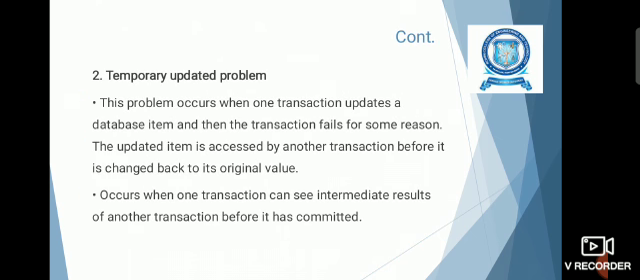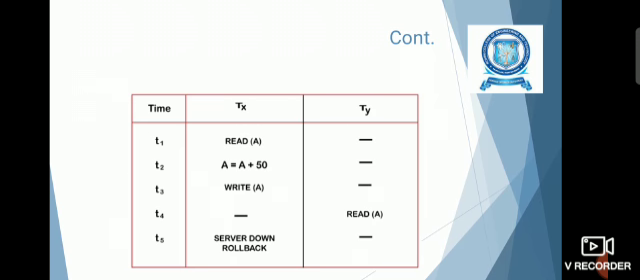And the second one is the temporary update problem. This problem occurs when one transaction updates a database item and then the transaction fails for some reason. The updated item is accessed by another transaction before it is changed back to its original value. It occurs when one transaction can see intermediate results of another transaction before it has committed. Let us see the example.